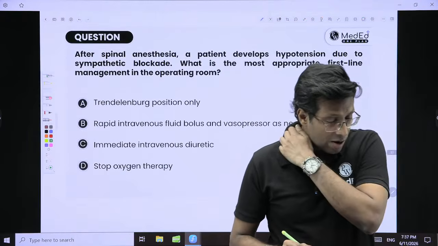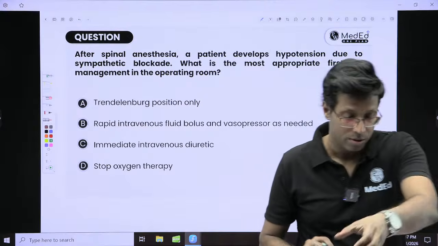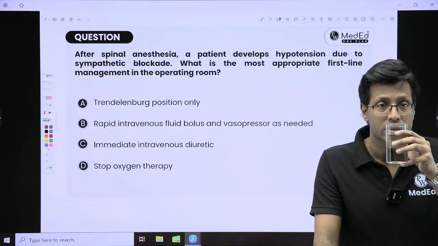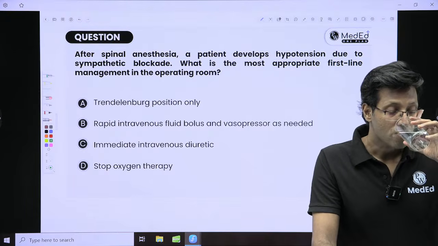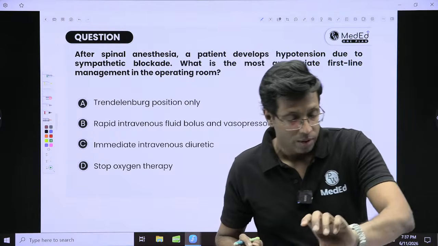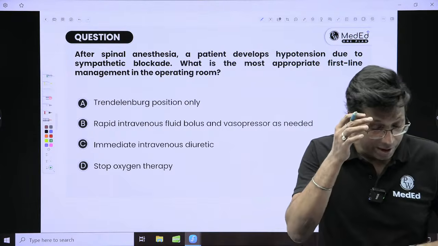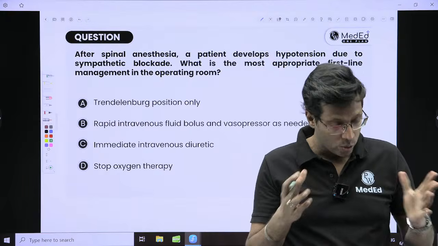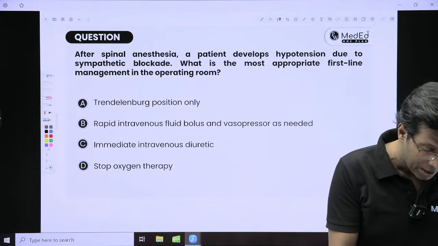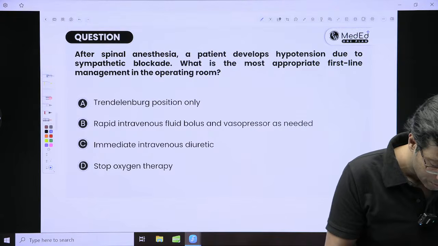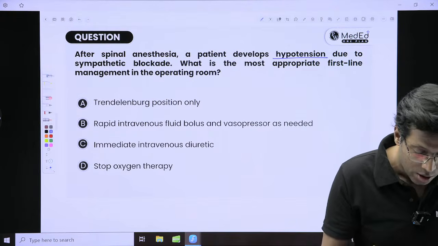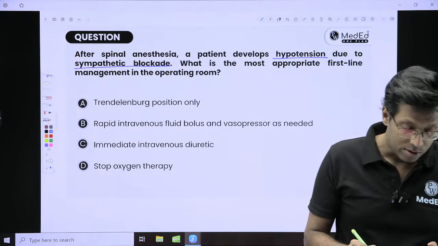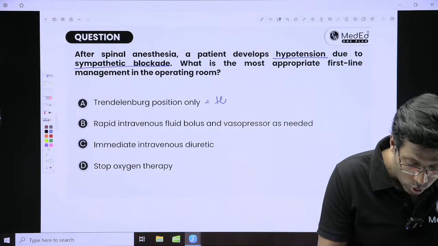Next, after spinal anesthesia, a patient develops hypotension due to sympathetic blockade. What is the most appropriate first line management in the operating room? Is it Trendelenburg position, rapid intravenous fluid bolus and vasopressor as needed, immediate intravenous diuretic, or stop the oxygen therapy? Patient has developed hypotension due to sympathetic blockade. Correct. Now, first line, Trendelenburg means you're going to do a head low.